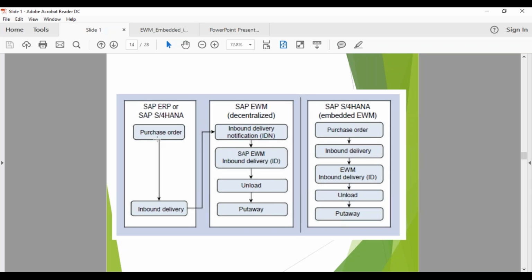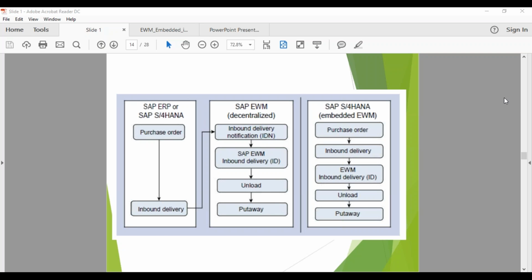So as a separate server, how it was happening is that we'll create the purchase order, then create the inbound delivery from it, and then the inbound delivery will flow to the Extended Warehouse Management. From that, Extended Warehouse Management will create an inbound delivery notification. Here we have the same server, so it doesn't require moving the data from one system to another. There we have the purchase order and inbound delivery. The inbound delivery notification which needed to be created on a separate server is eliminated. That is the simplification at the S4 HANA level. We'll be able to directly create the inbound delivery at Extended Warehouse Management. I'll show you in the system.